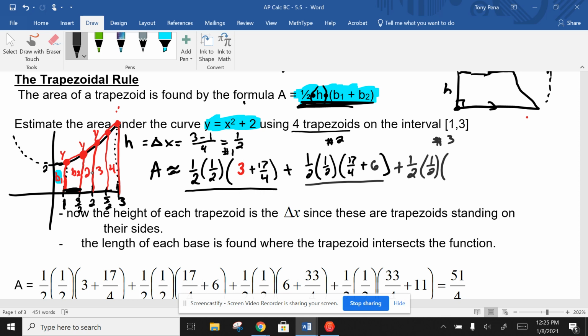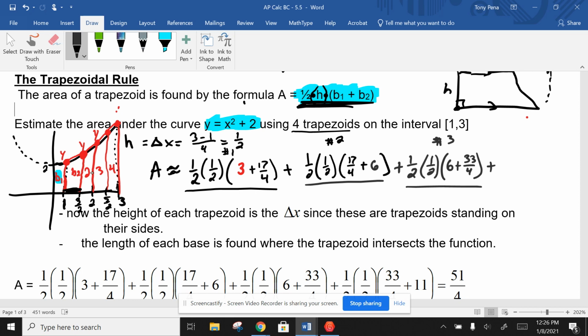This base that we just found for trapezoid number 2 would actually be the first base for trapezoid number 3. So the 6 starts this one off. And then that last one of 5/2, you take that, plug it in. So we take our 5/2, evaluate this. That should give you 33/4. This is the area of trapezoid number 3.